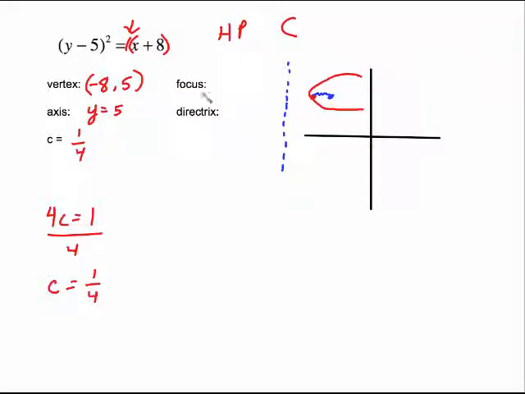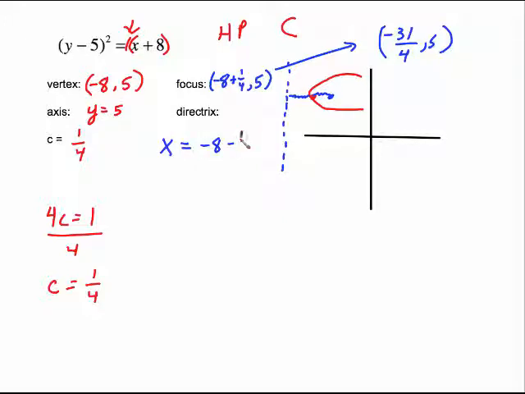So I was at negative 8. Going to the right would be adding 1/4, and then the y value stays the same. Clean that up with your calculator, and that will give you negative 31/4, comma 5. Your directrix is going 1/4 of a unit back to the left. So your directrix is the vertical line, x equals negative 8 minus 1/4, which is negative 33/4.